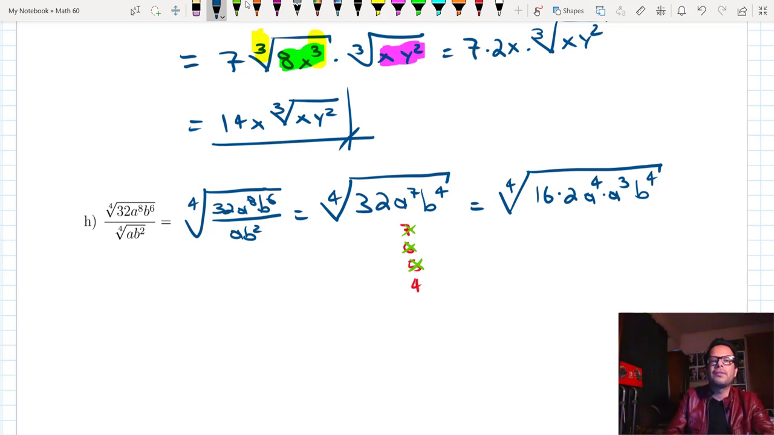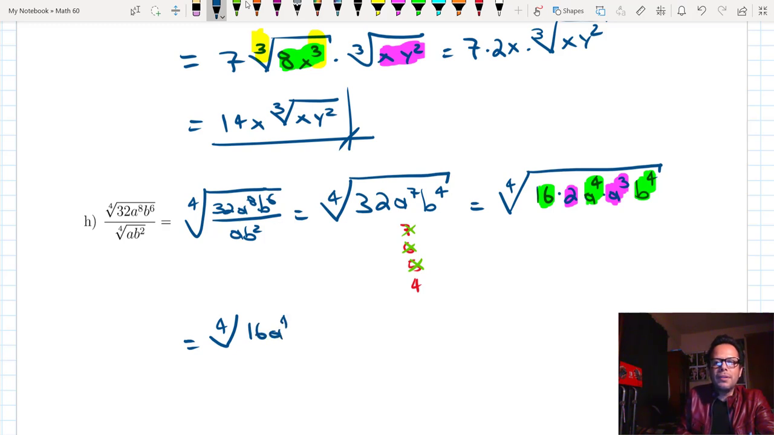Okay, let's close the radical symbol. Now let's highlight with green all the perfect fourths. And let's highlight with purple all the non-perfect fourths, right? Now, let's write one radical for the perfect fourths.